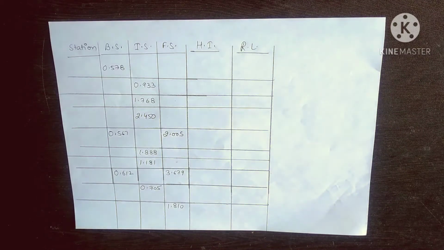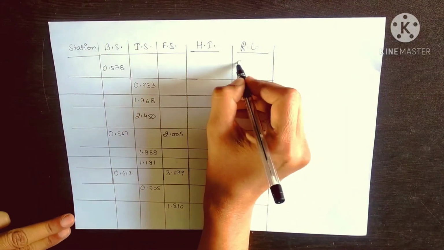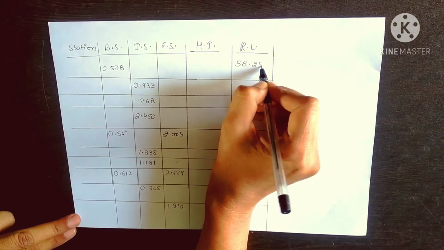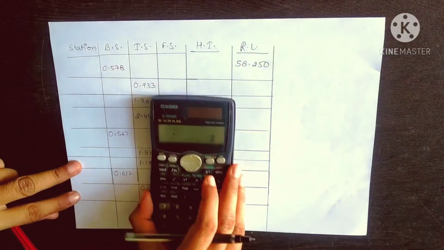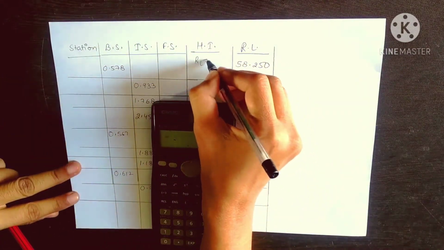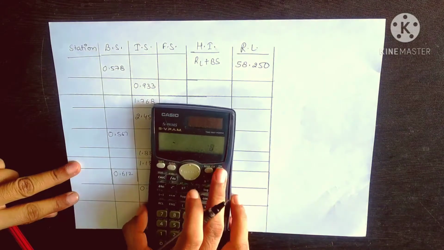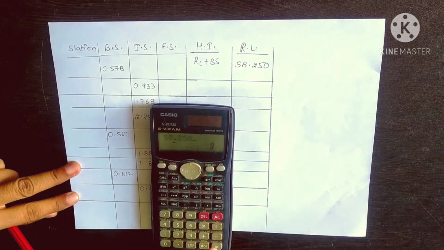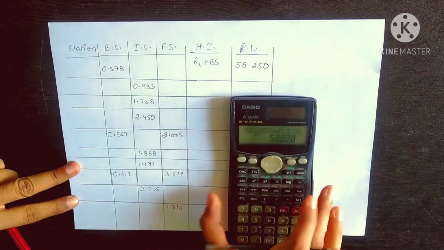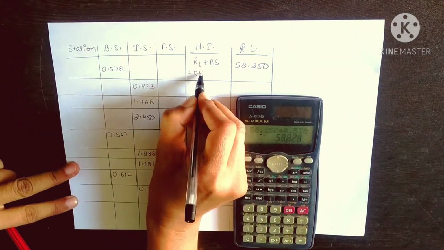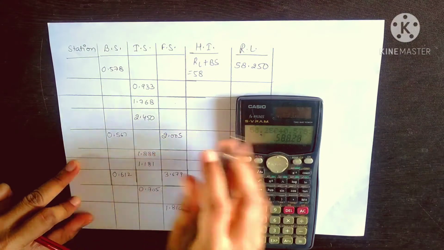First of all, the RL of the first station is given as 58.250. So first of all, find out the HI value. HI will be RL plus BS. So RL is 58.250 plus 0.578, 58.828.